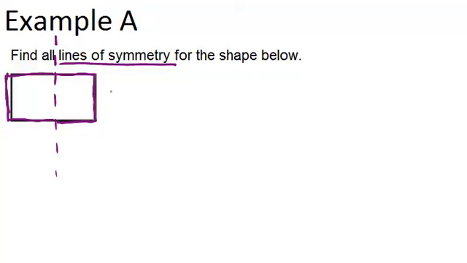There's also a line of symmetry down the middle in the other direction, horizontally, because you could also fold or reflect the rectangle across that line and have it look exactly the same.